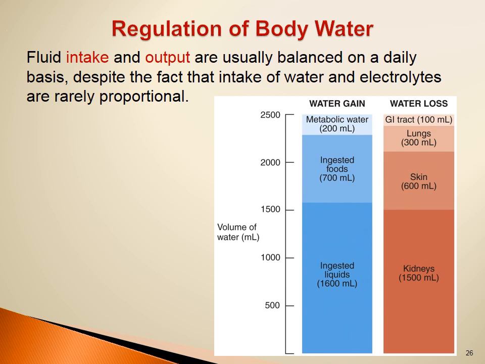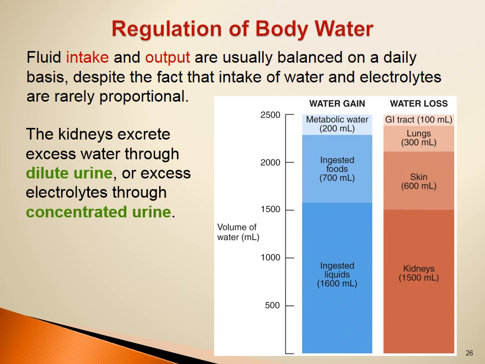Fluid intake and output are usually balanced on a daily basis, despite the fact that the intake of water and electrolytes are rarely proportional. So the kidneys excrete excess water through dilute urine or excess electrolytes through concentrated urine. So if the water and electrolyte intake is variable, our kidneys will adjust that.